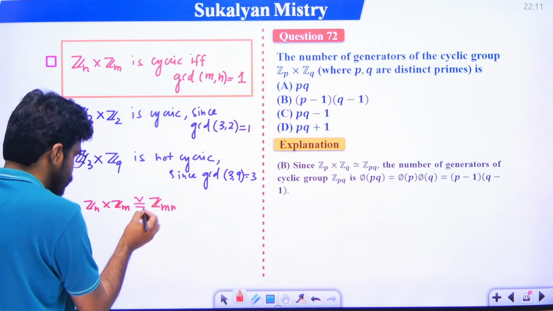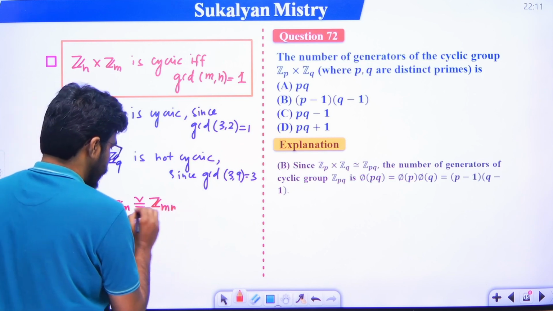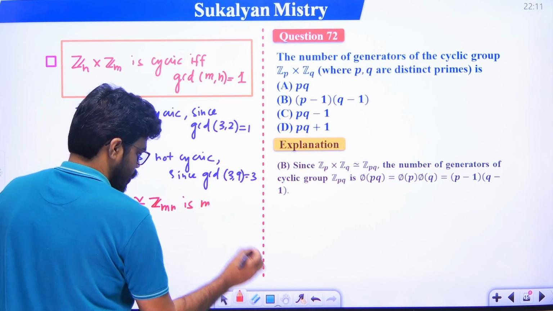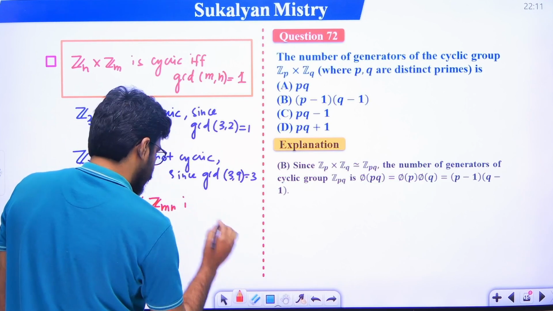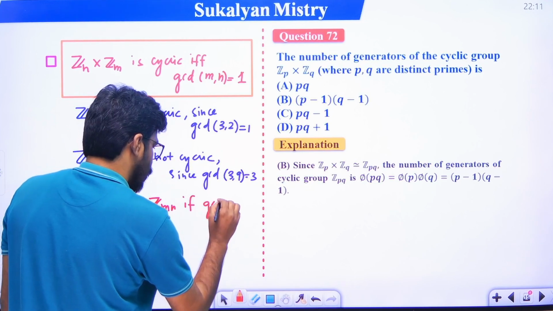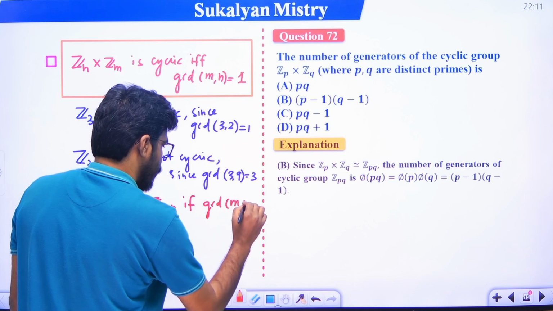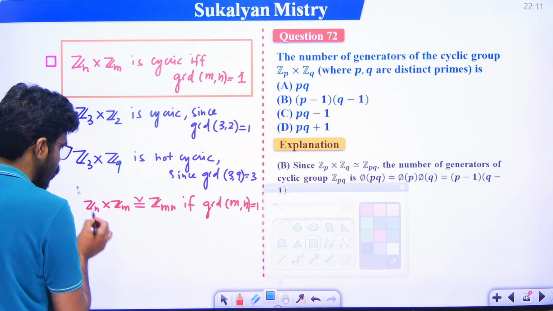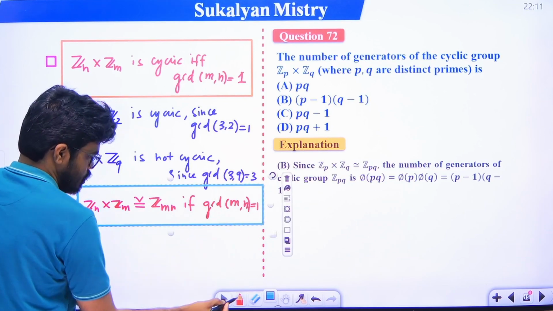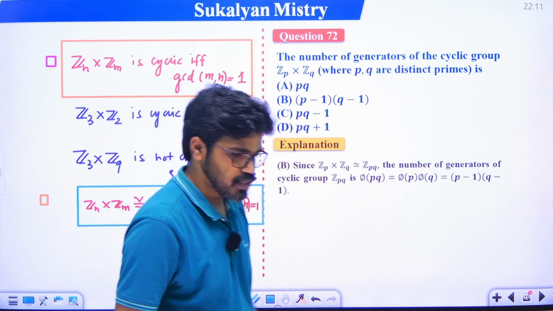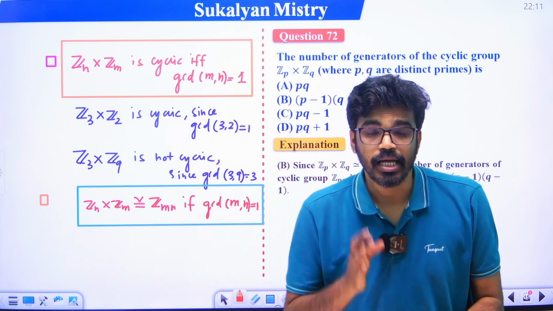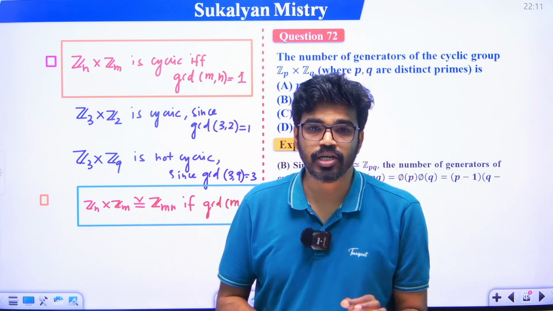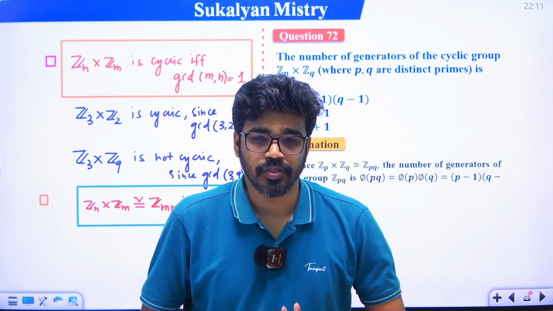Achha, Zm cross Zn is isomorphic to Zmn if m and n are relatively prime, if GCD of m and n is 1. Okay. That means if m and n are relatively prime, then we conclude that Zm cross Zn is isomorphic to Zmn. Okay.